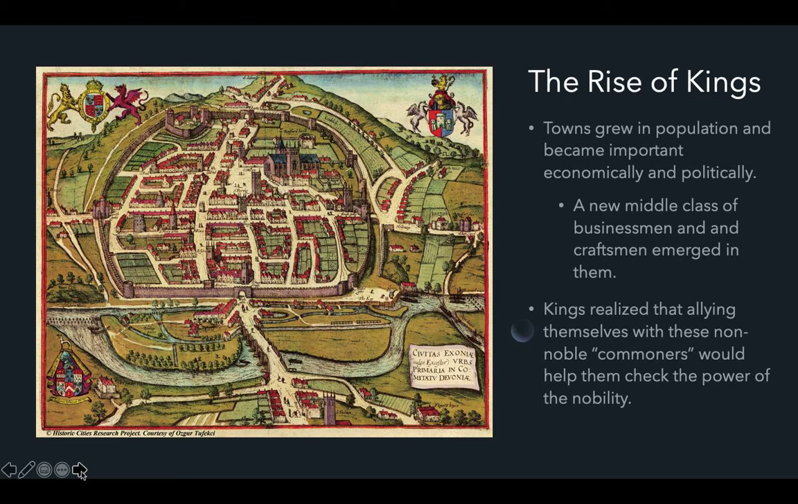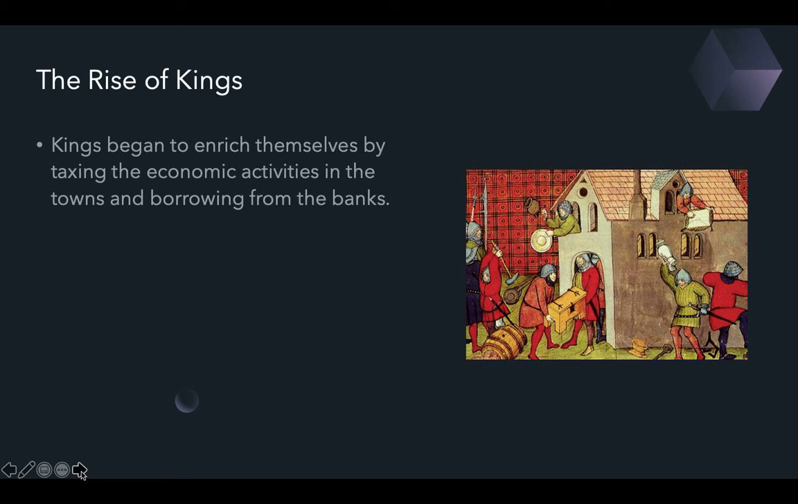And the kings realized that by allying themselves with these commoners, as they were called, they could check the power of the nobility and increase their own political power and control over their kingdoms. Kings began to enrich themselves by taxing the towns and borrowing from the banks. Banks previously, during the Middle Ages, had been pretty much illegal, as the charging of interest for a loan was considered a sin. It was called usury, but now this was beginning to change.